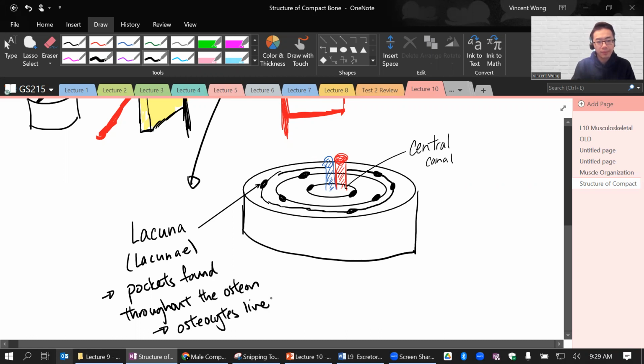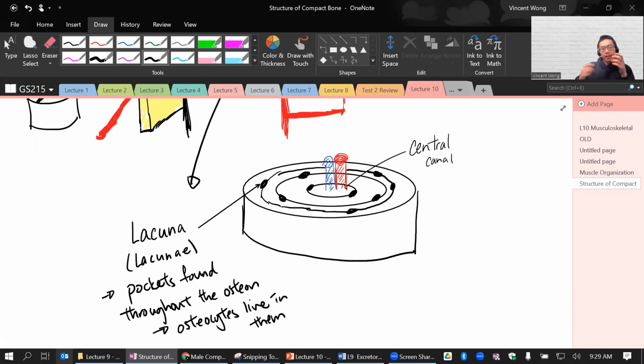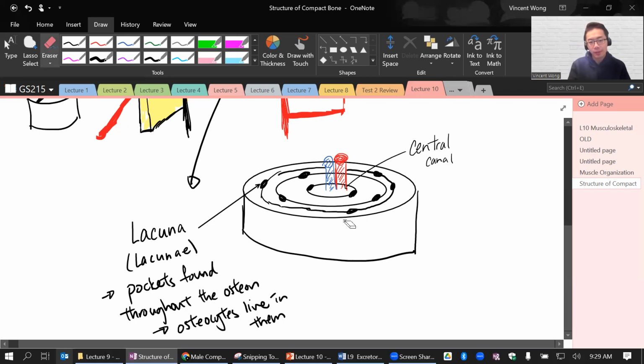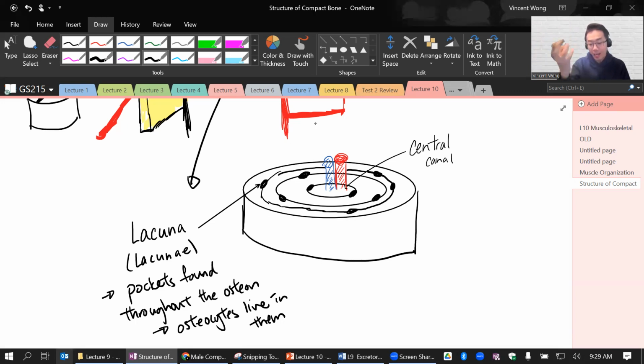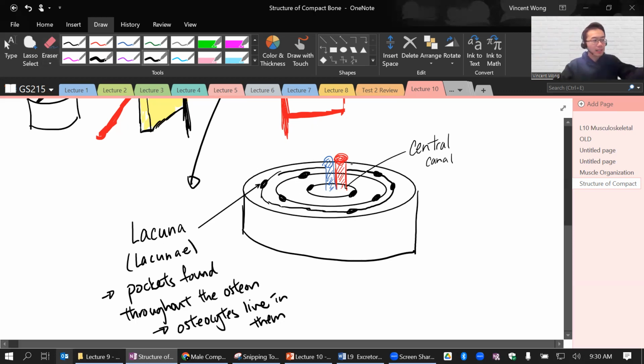Osteocytes live in them. And the osteocytes that live in these lacunae will be responsible for maintaining the matrix of the osteon. Okay, so the matrix is basically all this other stuff. Again, think about the raisin cinnamon bun. The actual bun itself, all that flour stuff, that's the matrix. Like all this stuff here, right?